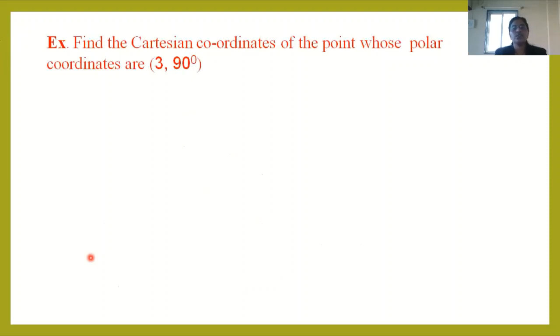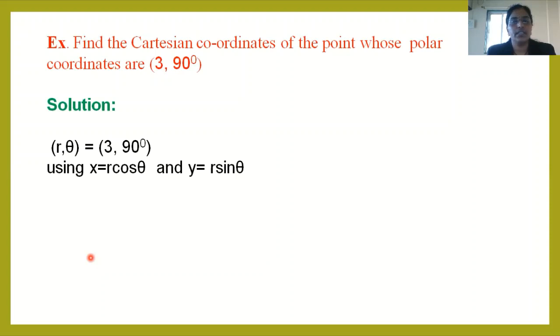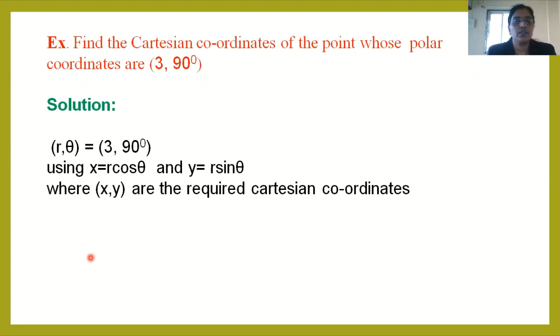Now find the Cartesian coordinates of a point whose polar coordinates are 3 and 90 degree. Here we have given the polar coordinates 3 and 90 degree. That is r is equal to 3 and theta is equal to 90 degree. We know that x is given by r cos theta and y is given by r sin theta. Therefore, x, y are required Cartesian coordinates.